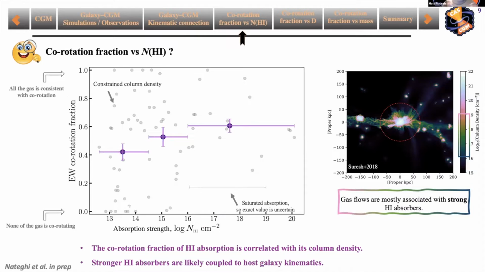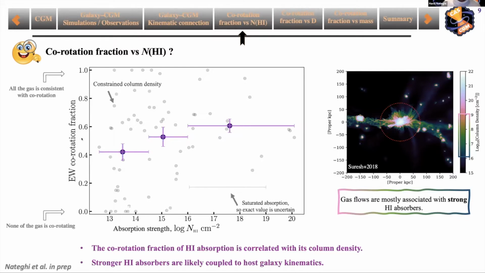H1 can be found over a wide range of column densities, and it seems that the lower column density H1 is coming from the IGM, and higher column density H1, greater than 14.5, is most probably related to the CGM and the galaxy itself. Here we have plotted the equivalent width corotation fraction as a function of H1 column density or absorption strength. The gray points are the individual systems and the purple points are the average corotation fraction in bins of column density.